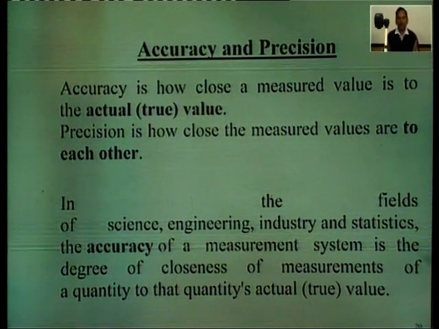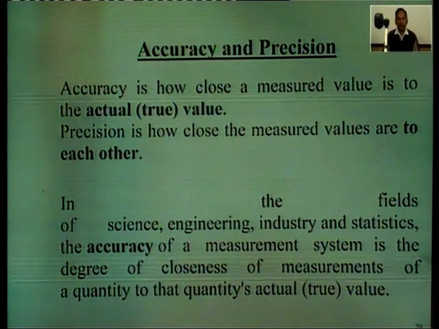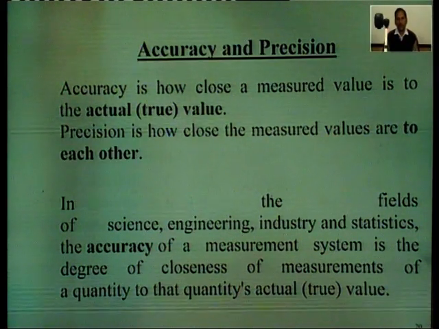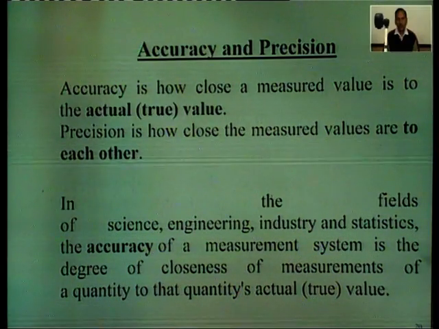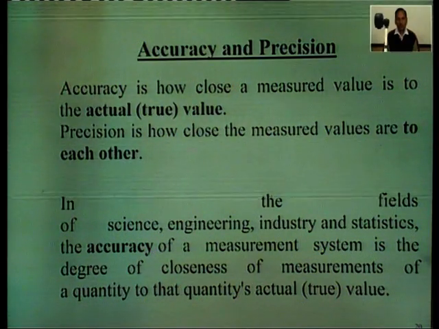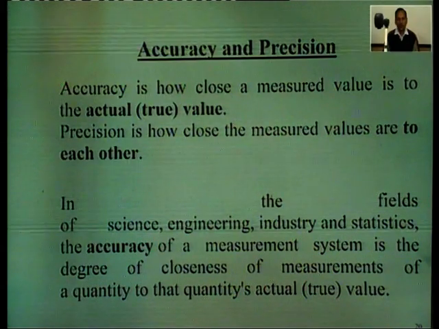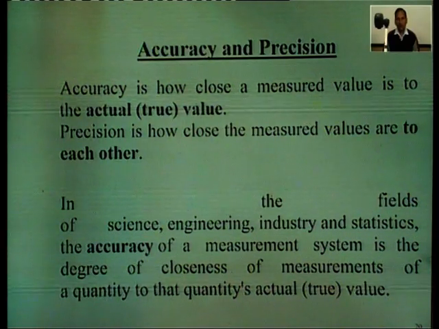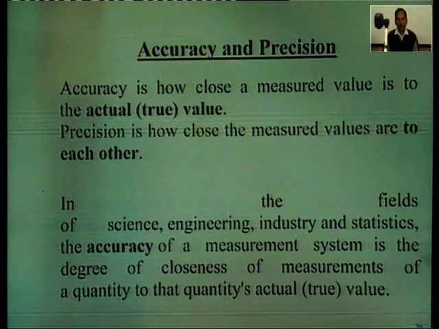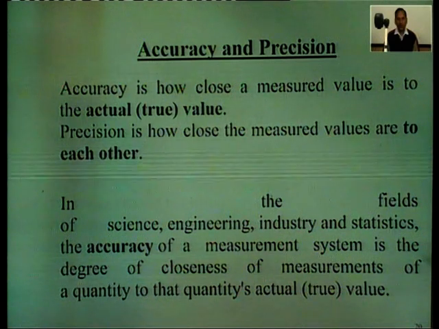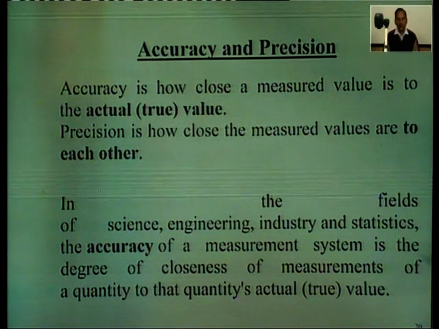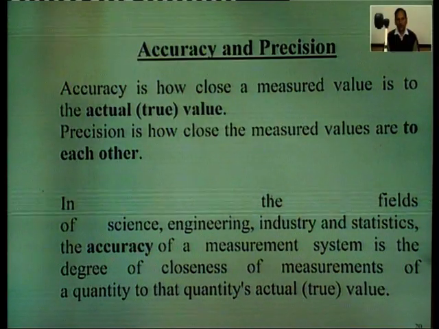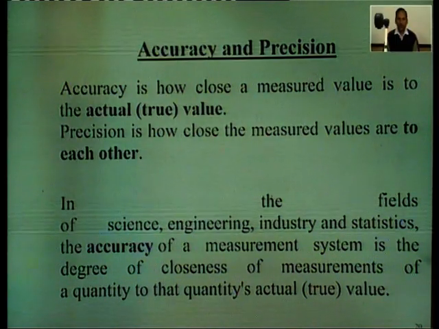So, accuracy and precision. What is accuracy, what is precision, and what is the difference between the two? If we define, accuracy is how close a measured value is to the actual or true value. Precision is how close the measured values are to each other. In the fields of science, engineering, industry and statistics, the accuracy of a measurement system is the degree of closeness of measurement of a quantity to that quantity's actual or true value.